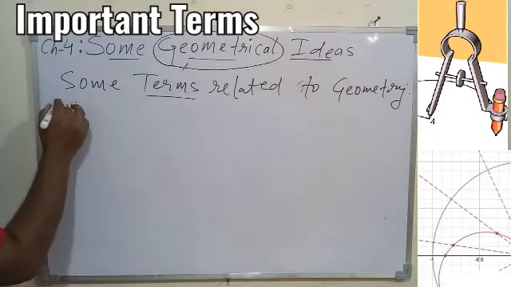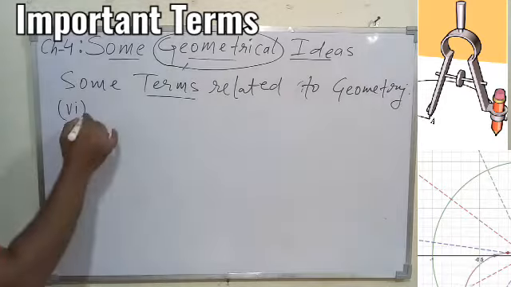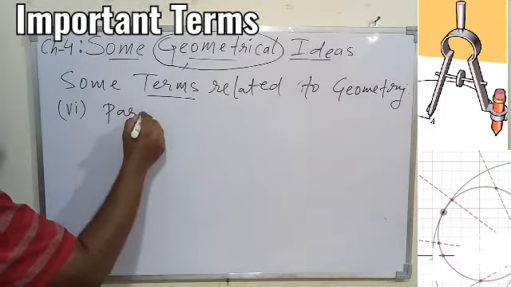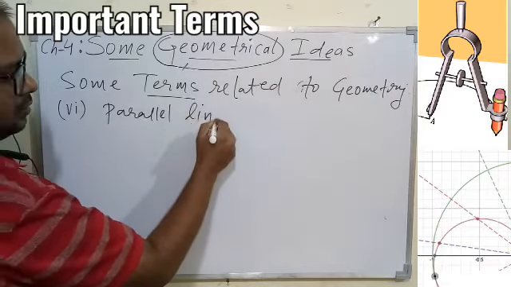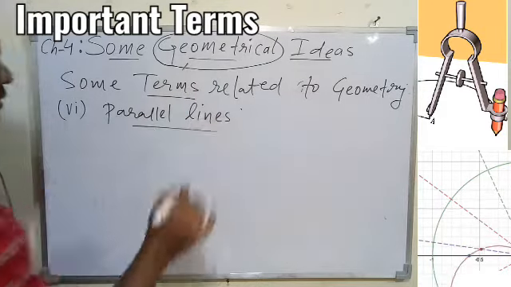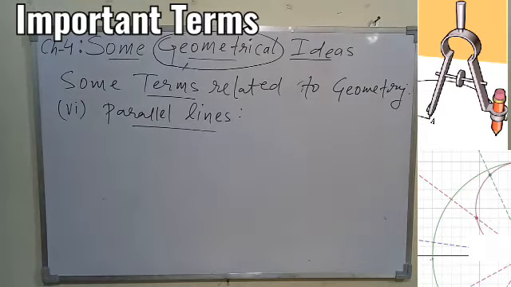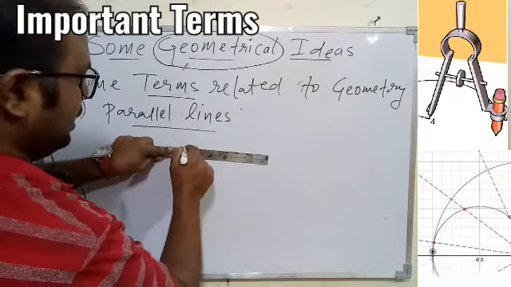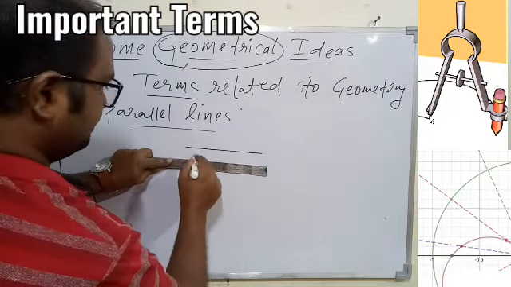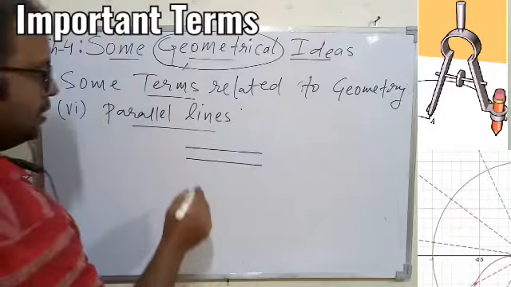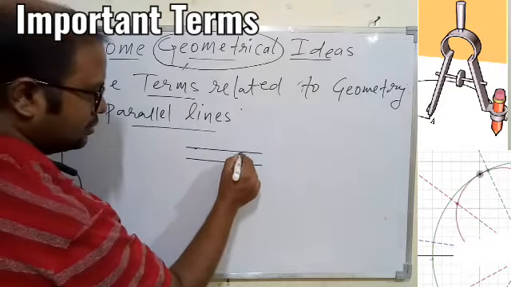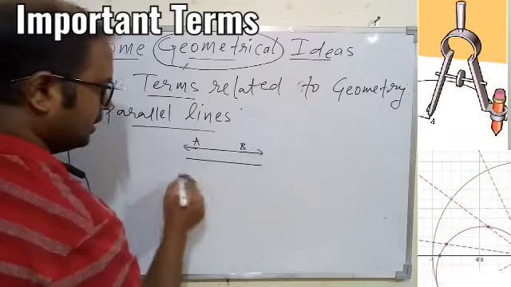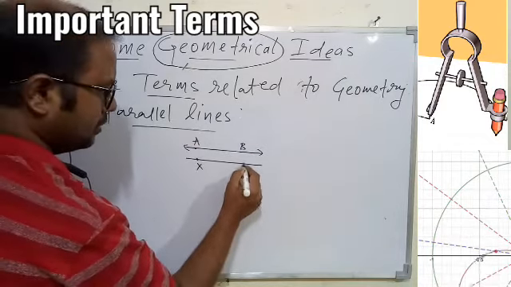Number 6 we are going for is parallel lines. The next topic we have is parallel lines. Very first, let me draw two different lines. I'm showing you two different lines now. Let one be AB, and let the other be XY.